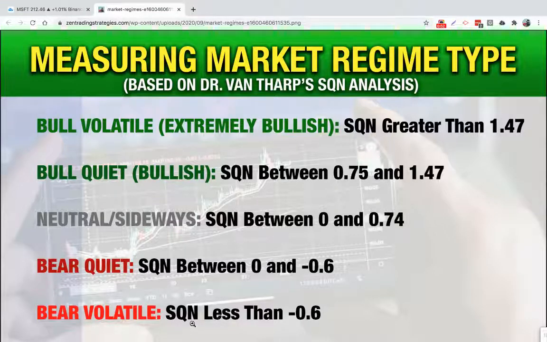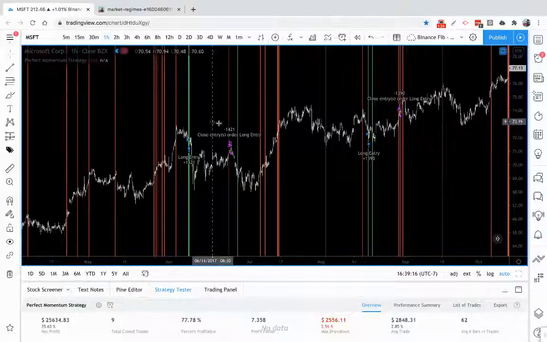So for example, any market regime number less than negative 0.6 will be classified as a bear volatile market. Any market regime number between 0 and negative 0.6 is a bear quiet. These two numbers are for a neutral sideways or ranging market. And your bull markets are going to be 0.75 to 1.47. They're more quiet bullish. And the very volatile, extremely bullish markets are any market regimes greater than 1.47.